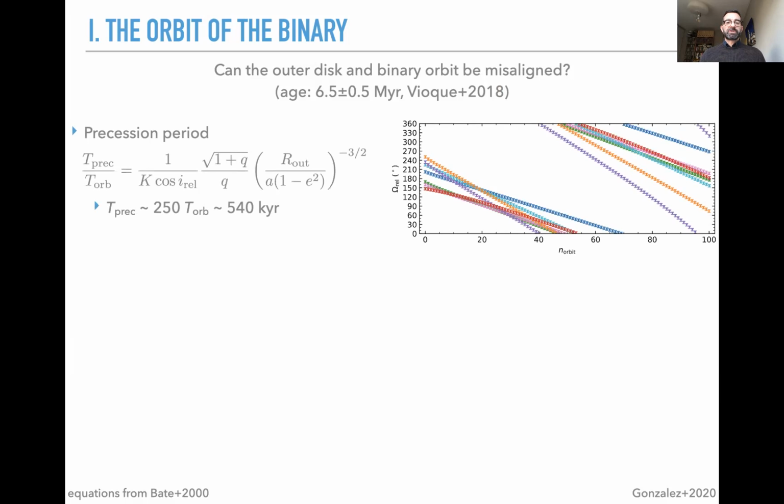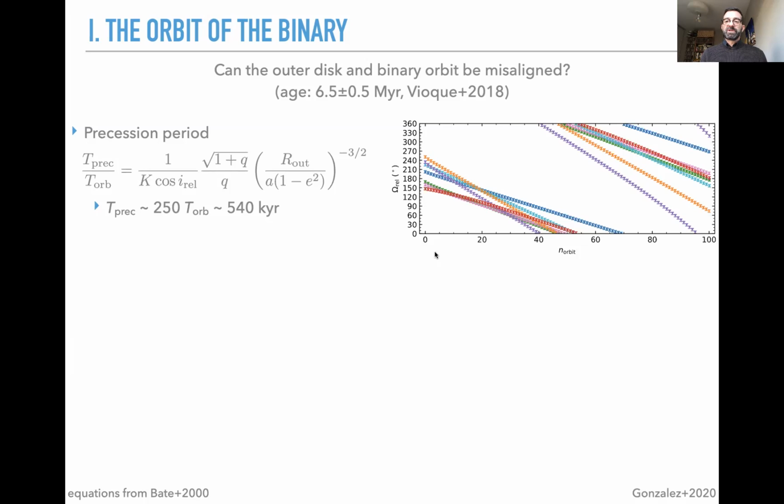And these authors computed the precession period as a function of the orbital period with this formula here, which includes parameters k and r_out from the disk and parameters from the orbit a, e, and the relative inclination i_rel. And Q here is the mass ratio between the two stars. If we plug in the numbers from orbit 0, we find a precession period of the order of 250 orbital periods. This is compatible within a factor of 2 with what we obtained from our SPH simulations, plotting the relative precession angle or twist angle between orbital plane and disk plane as a function of the number of orbits.